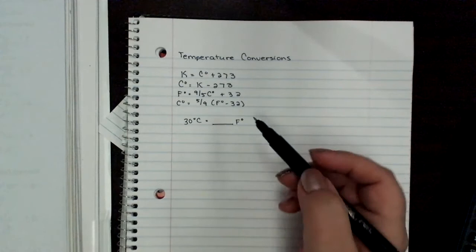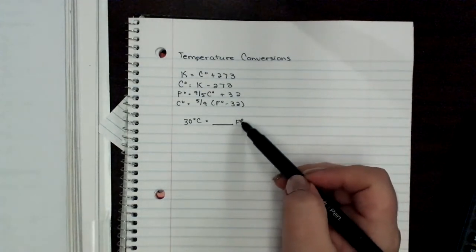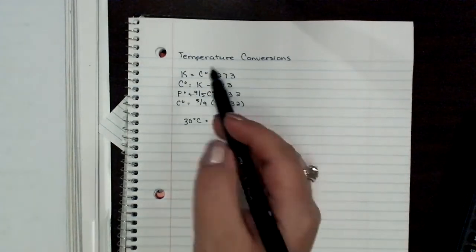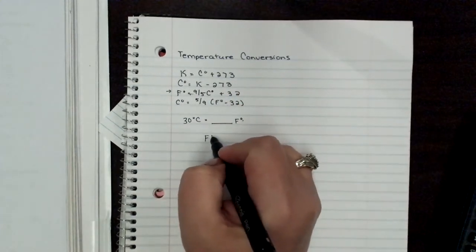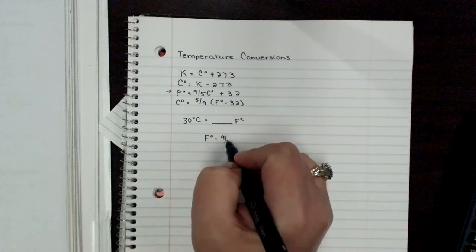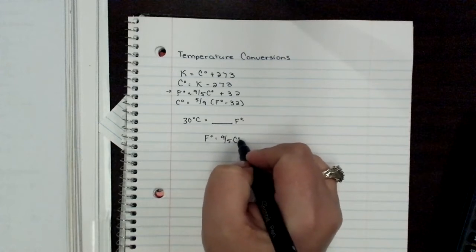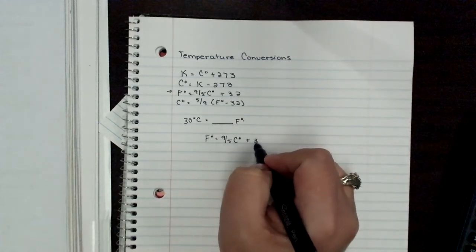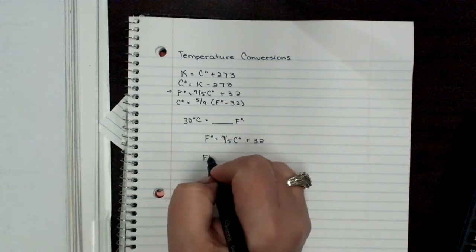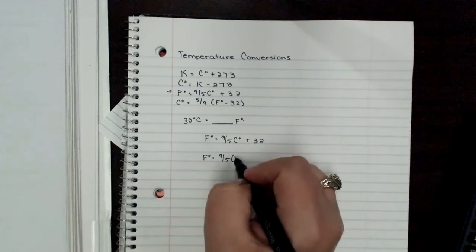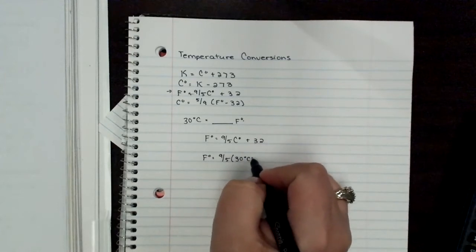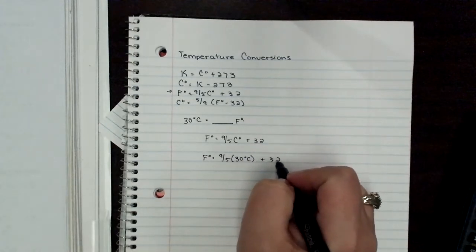Okay, so they're giving me Celsius and they want me to find degrees Fahrenheit, so I'm going to use this formula right here, which is Fahrenheit is equal to 9/5 times the Celsius degree plus 32. So I'm going to write this out, 9/5, and my Celsius degree, of course, is 30 degrees Celsius plus 32.